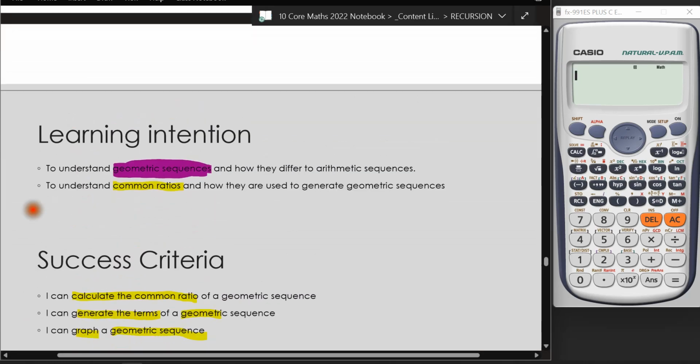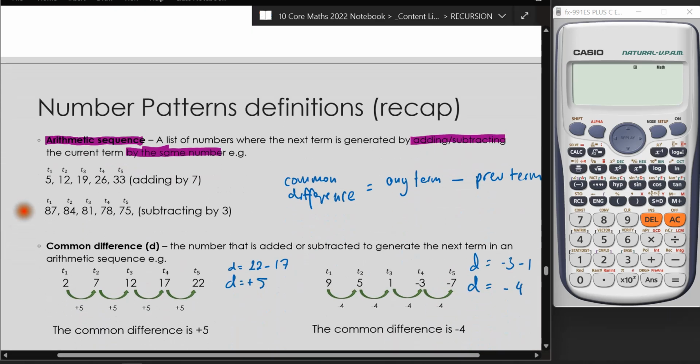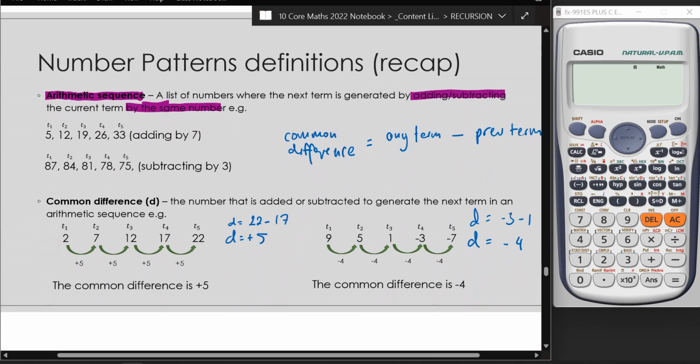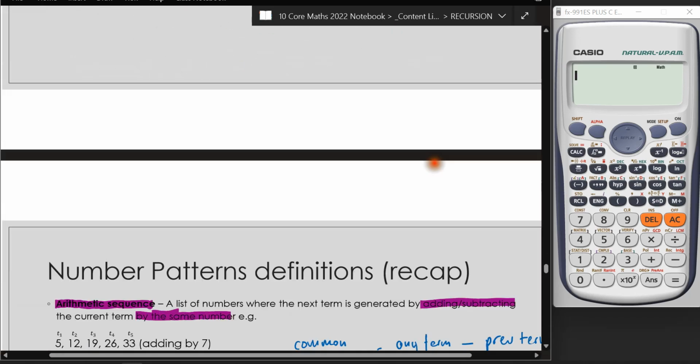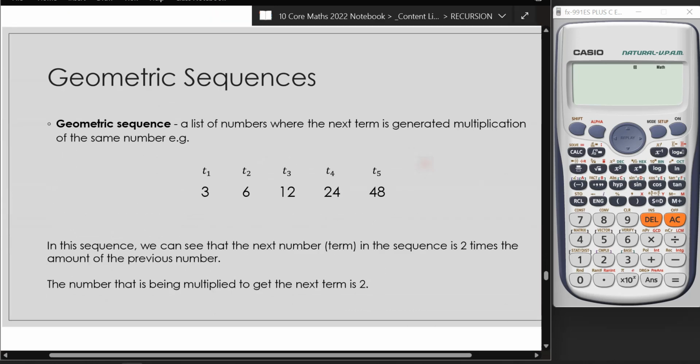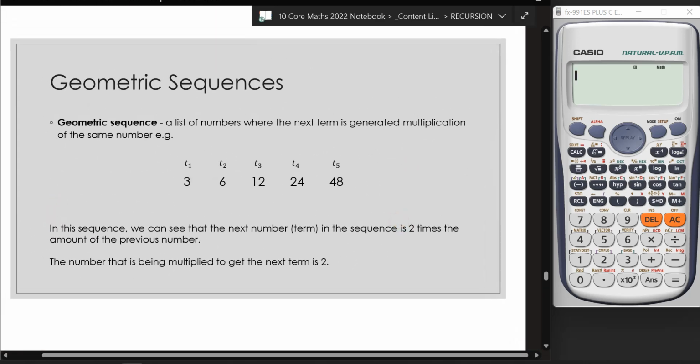Now with this new sequence we're learning about, which is a geometric sequence, it is somewhat different. We've been learning about adding and subtracting by the same amount with our arithmetic sequences. But what about other types of sequences? The next type of sequence we're going to be learning about is what we call the geometric sequence. It's a sequence again, so it's a list of numbers where the next term is generated.